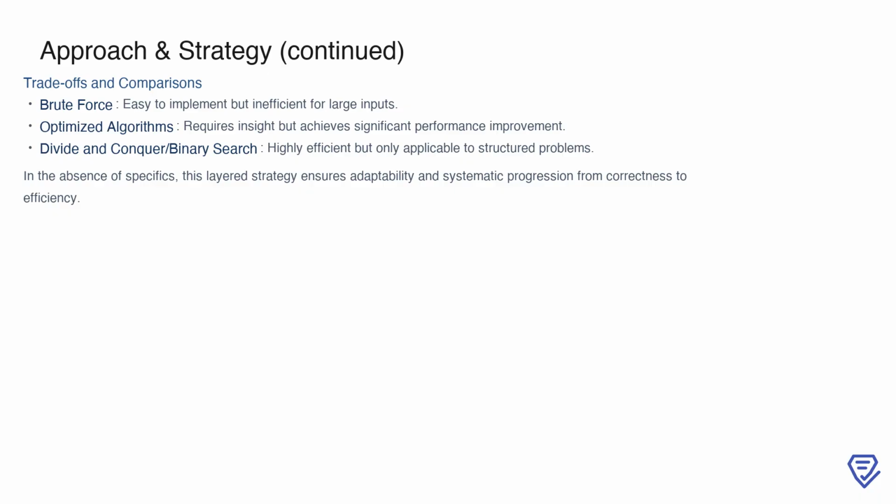Brute force is straightforward and ensures correctness, but it becomes computationally expensive as input size grows. Optimized algorithms, on the other hand, offer significant performance improvements, but they often require deeper problem insights and a more complex implementation. Divide and conquer or binary search methods are highly efficient but rely on the presence of inherent structure, such as sorted data or recursive patterns. Without specific problem details, adopting a layered strategy, starting with correctness and iteratively refining for efficiency, provides a systematic way to approach and solve algorithmic challenges effectively.